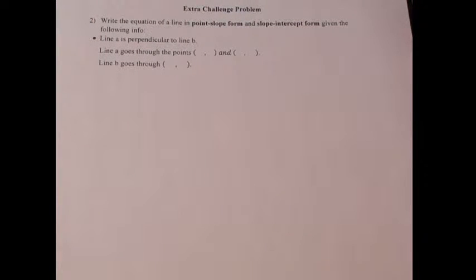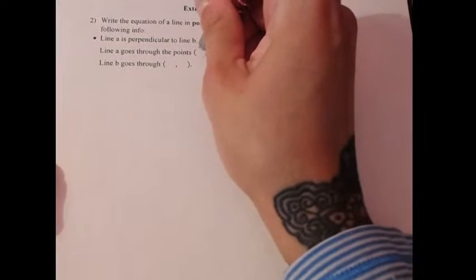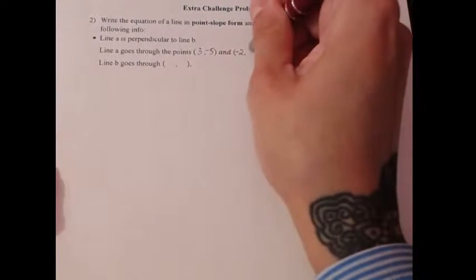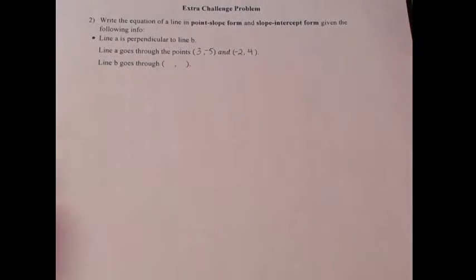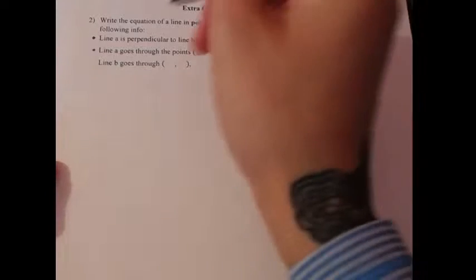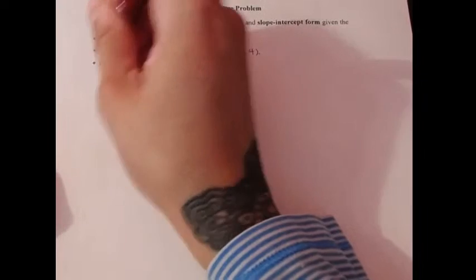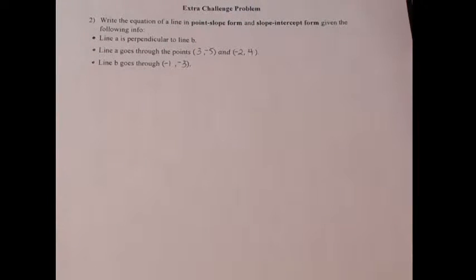The second thing we're told is that line A goes through the points 3, -5, and -2, 4. Line A goes through the points 3, -5, and -2, 4. Line B goes through the point -1, -3. Now, this one is definitely tricky, but I still want you to give this a shot. I want you to think about what's happening here. I want you to break this down piece by piece.